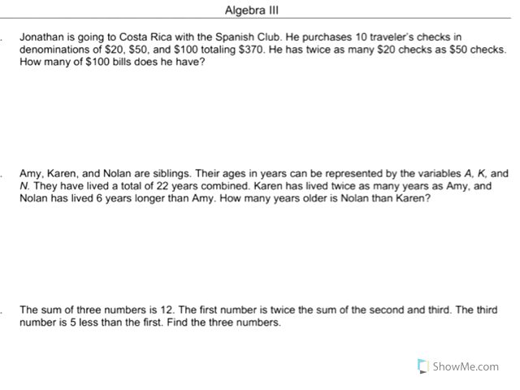First, guys, the first thing you have to do is read the question and figure out what the important information is. Jonathan's going to Costa Rica with the Spanish club. He purchases 10 traveler's checks in denominations of 20, 50, and 100, totaling 370.